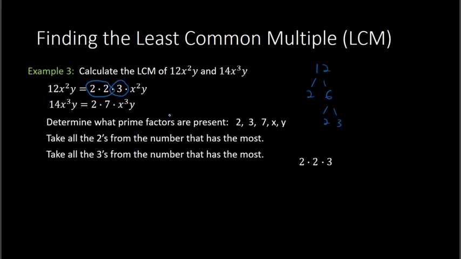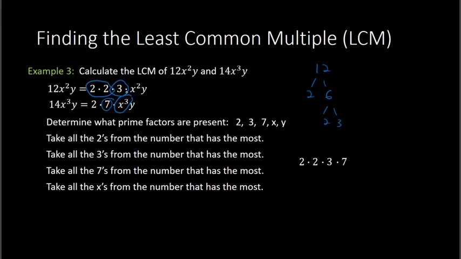And then I look at the x's. Or no, the 7's, sorry. So the 7's. 14 has the most 7's with 1. So we take 1 7. We put that with the 2 2's and the 3. And then the x's, we see which one has the most. Well, 14 x to the third times y has the most with 3 of them. So we take all 3 of the x's. All right, so we have x to the third as well.